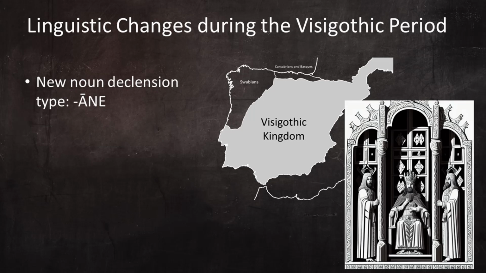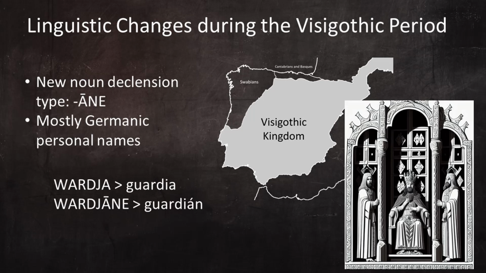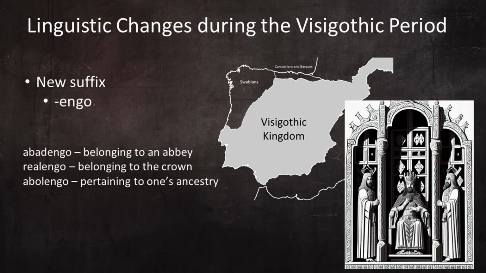A new noun declension type arose that was applied mostly to personal names of Germanic origin, but was occasionally applied to common nouns. In one instance, Spanish shows descendants of both forms of this paradigm. And a new suffix was introduced for deriving adjectives from nouns.